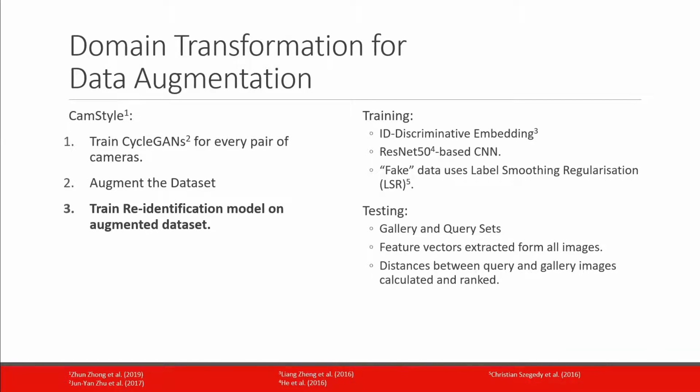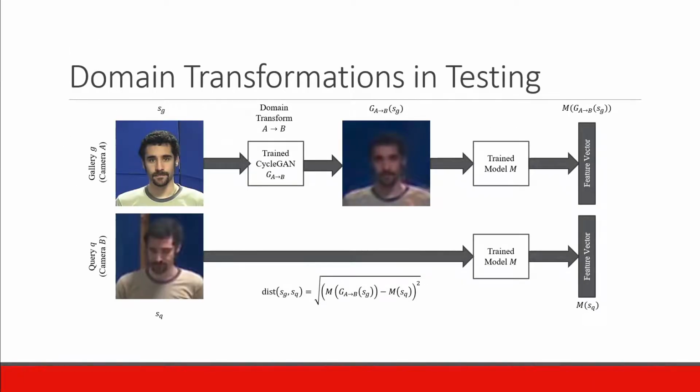This feels like a missed opportunity because we have already gone to the trouble of learning these domain transformations, and it should hypothetically be easier to Re-ID images in the same domain than in different domains due to less variance. We therefore decided to extend the CamStyle system to include domain transformations in the testing phase as well. In this example, you can see that prior to extracting feature vectors using our Re-ID model, we transformed the gallery image into the query image's domain using the appropriate CycleGAN.